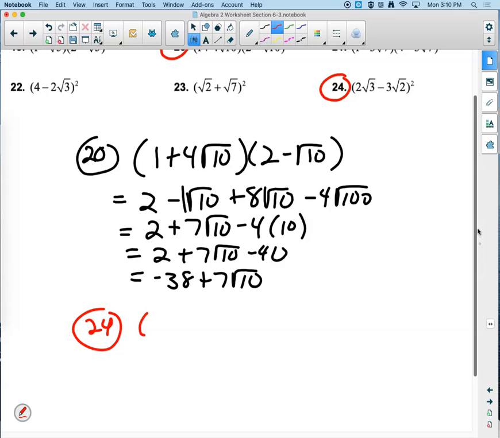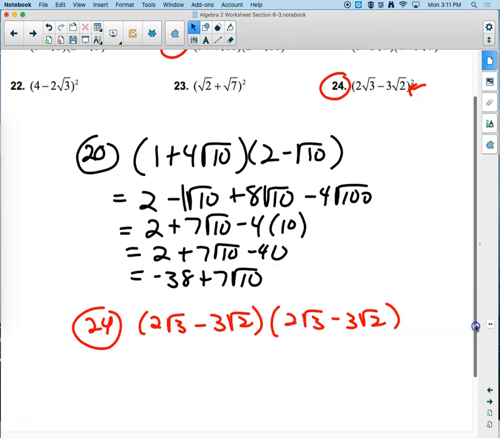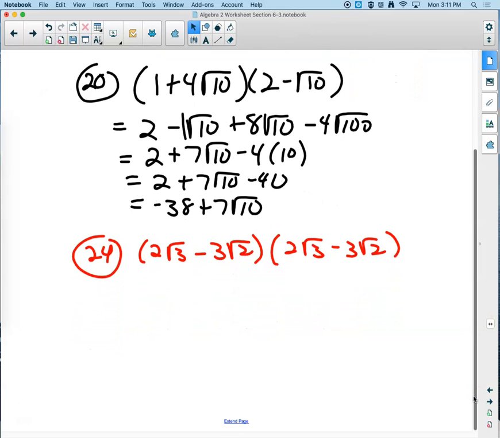And this will be 2 square roots of 3 minus 3 square roots of 2. Since it says squared and exponents go to the closest thing to their left, the closest thing to the left here is the parentheses. So that means we have to write down everything in both parentheses twice in order to multiply these together.